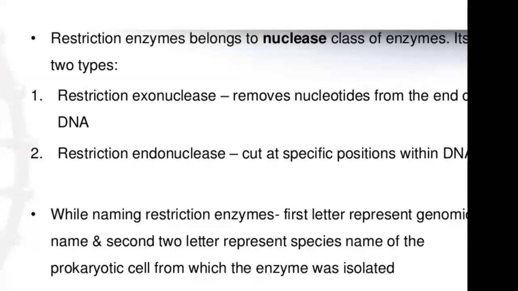While naming the restriction enzymes, the first letter represents the genus name and the second two letters represent the specific name of the prokaryotic cell from which the enzyme was isolated.